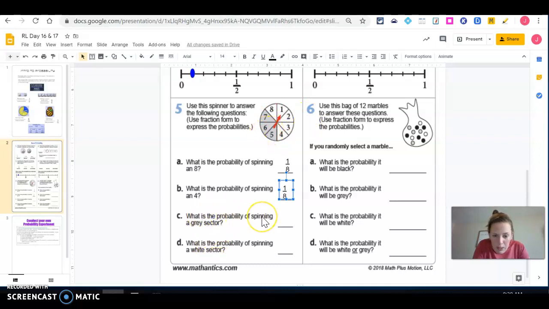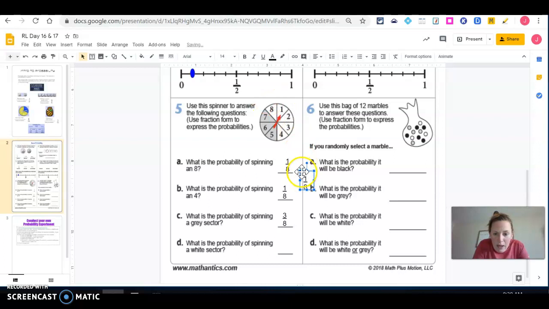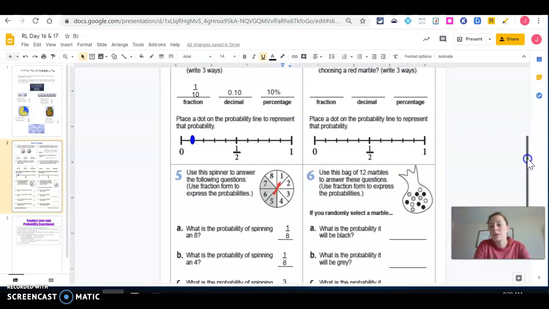Okay, what is the probability of spinning in the gray sector? Gray is 1, 2, 3. Okay, I'm going to Control V again, and then I'm going to move this down. I'm going to change my 1 to a 3. I have a 3 out of 8 chance. And then what's the probability of spinning in the white sector? 1, 2, 3, 4, 5. So that's a 5 out of 8 chance.